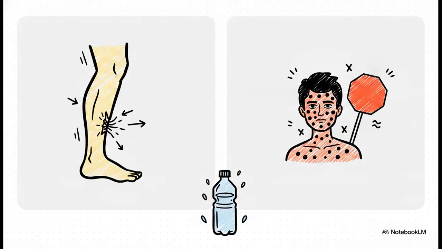Now, let's directly compare our heavy-hitting systemic options. For fluoroquinolones like ciprofloxacin, you really have to watch out for that Achilles tendinitis and potential tendon rupture we mentioned earlier. And that risk absolutely skyrockets for clients over 60, anyone taking corticosteroids, or organ transplant recipients. Oh, and keep an eye out for CNS toxicity too, like dizziness and visual disturbances.